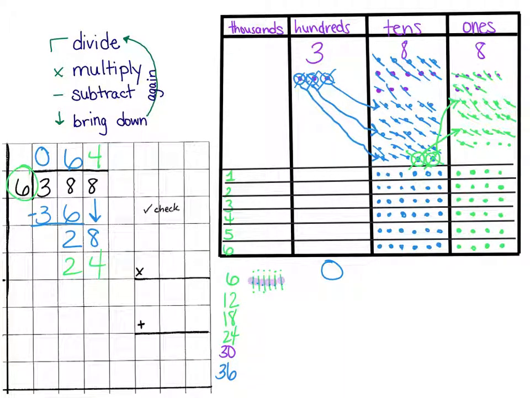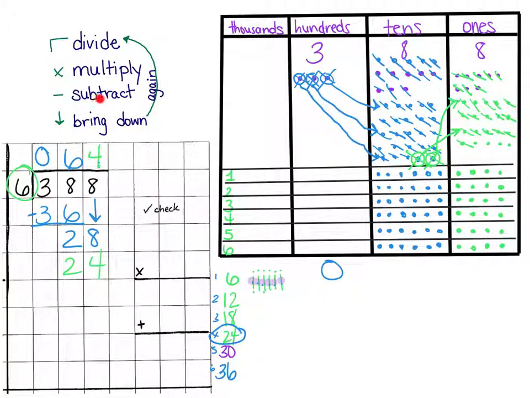So, you can do it on your fingers. I did it here so you could see it. 6 times 1, 6 times 2, 6 times 3, 6 times 4, 6 times 5, and 6 times 6. So, 4 times 6 is 24. That's how we got that.